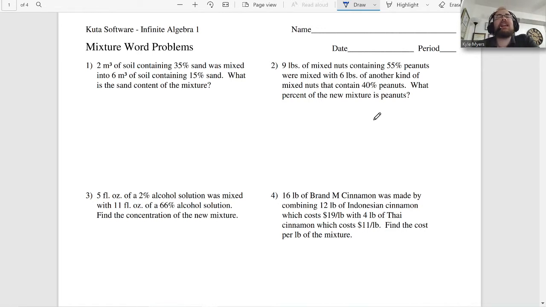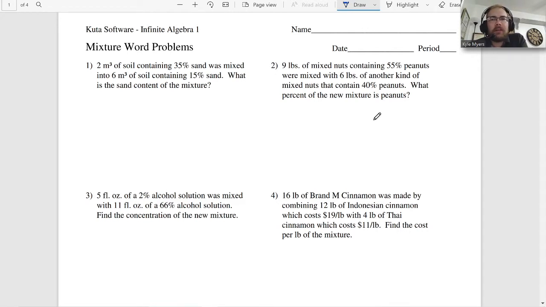This is a worksheet on mixture word problems. So let's jump into number one. I'll show you how pretty much all of these problems are going to go and maybe get into a little bit of the why. So it says here we've got 2 m cubed, so meters cubed, of soil containing 35% sand.